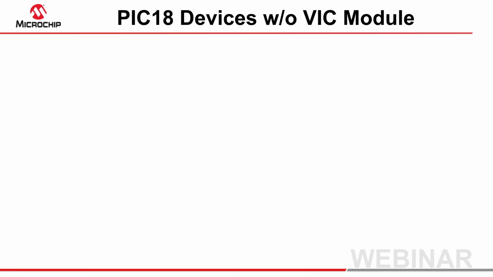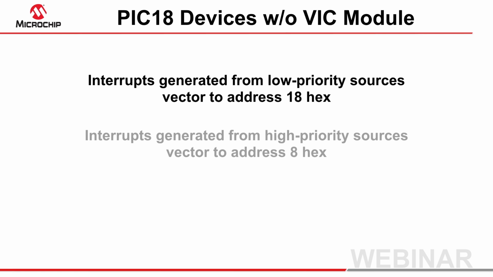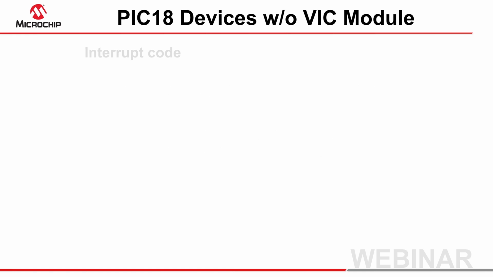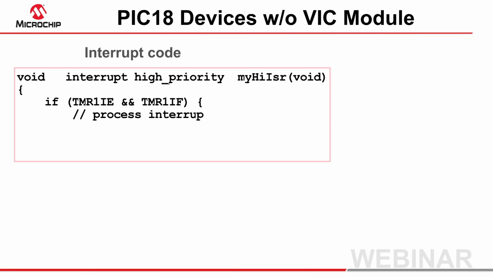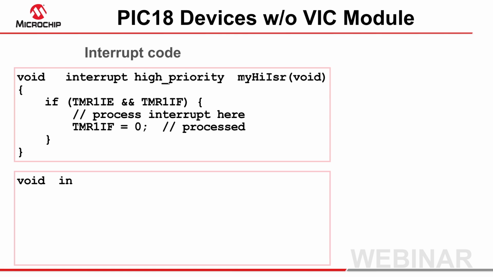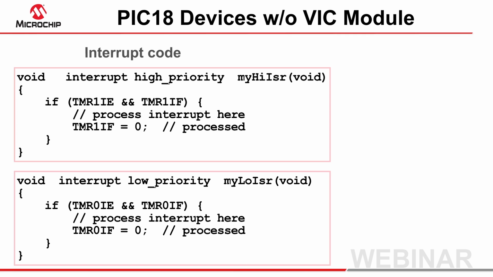The PIC18 devices that do not have the vectored interrupt controller module use two interrupt vectors, one for interrupt sources with a low priority, the other for high priority interrupts. For these devices, determine the priorities to assign to each of your interrupt sources. Then write one interrupt function for each priority you are using, so you will have at most two interrupt functions.